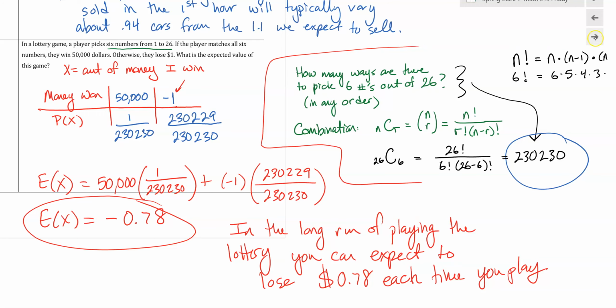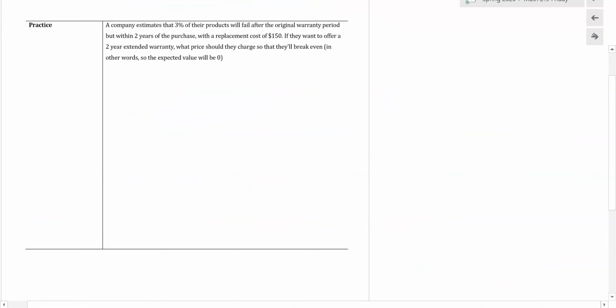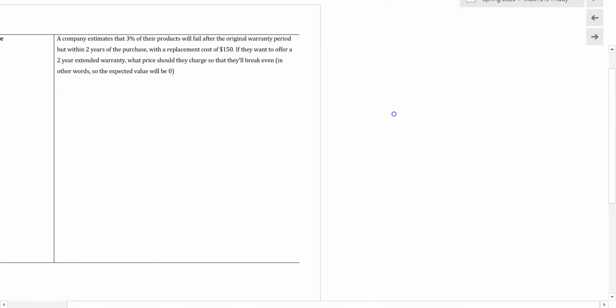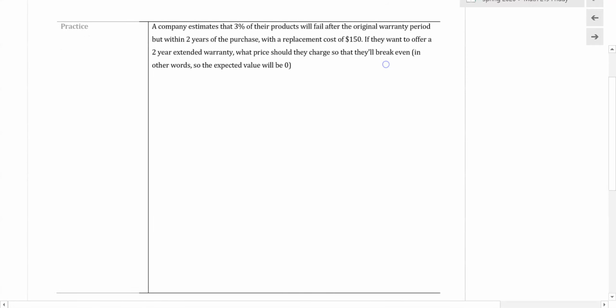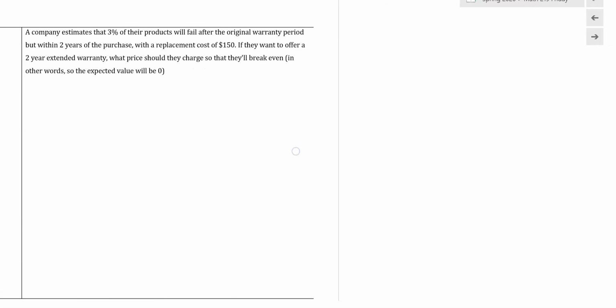All right, let's look at the last page. I actually want to make one up very similar to this before we do this one, okay? Because this one is the harder of the 2 examples. So I'm literally going to do the same scenario here next to it. It says a company estimates that 3% of their products will fail after the original warranty period, but within 2 years of the purchase with a replacement of $150. So I'm keeping all that the same. If they want to offer a 2-year extended warranty, this question says what price should they charge to break even?